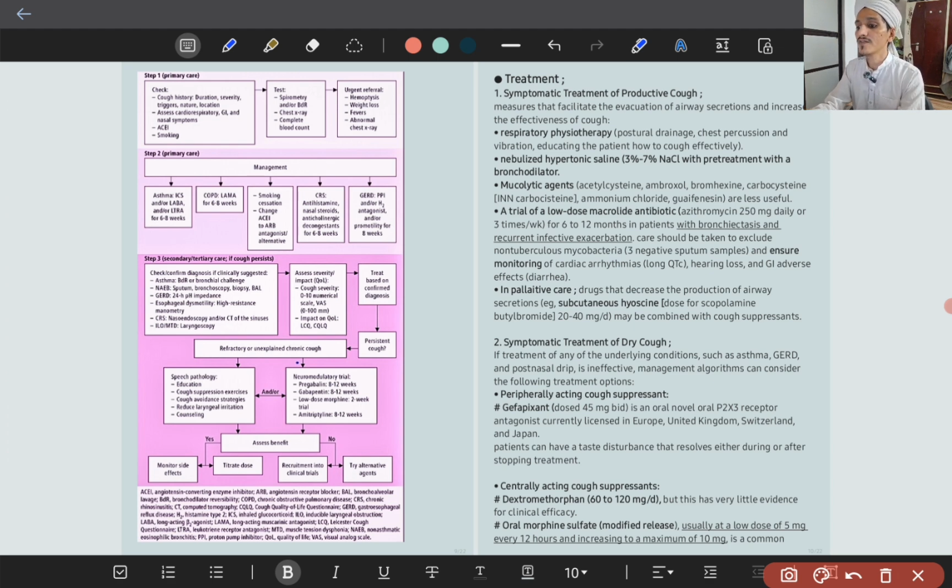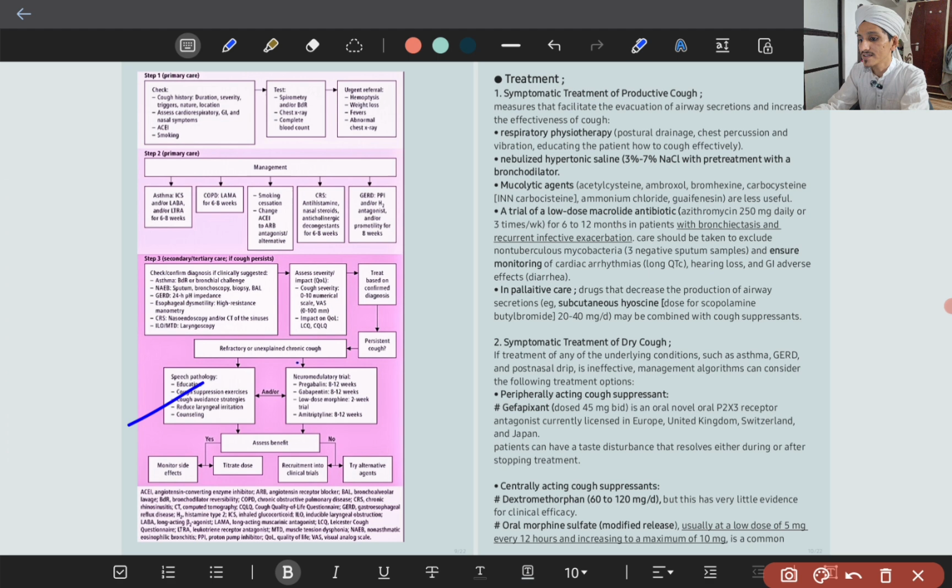If treatment of any of the underlying conditions such as asthma, GERD, and post-nasal drip is ineffective even after specific treatments, then management algorithms can consider the following treatment options. What are the following options? You will label it as refractory cough, as discussed here.